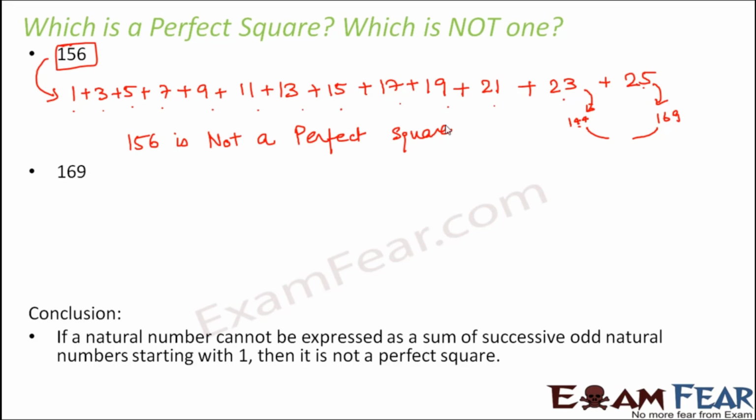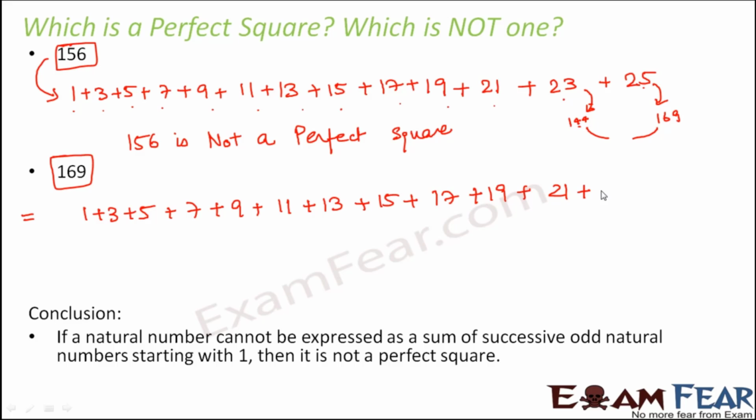So let's take one more example. So here we have 169. So how can you write 169 in the similar fashion? 1 plus 3 plus 5 plus 7 plus 9, 11, 13, 15, 17, 19, 21, 23 and 25. So till 25, if you add this, you get the sum exactly as 169. So how do you sum this? You really do not need to add.